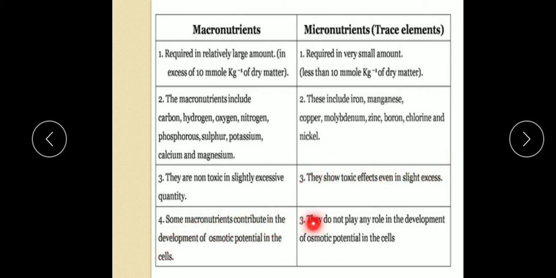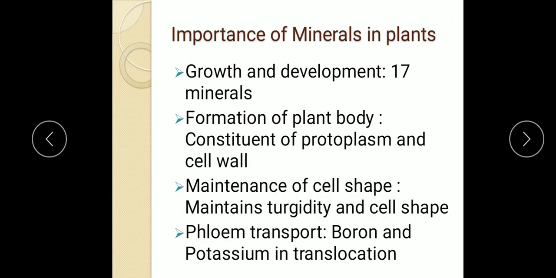Some macronutrients contribute to the development of osmotic potential in the cell. Micronutrients do not play any role in the development of osmotic potential. Osmotic potential relates to the osmotic pressure and the osmosis process we have studied. So macronutrients are required for osmosis, micronutrients are not. So these are the two types of minerals, macronutrients and micronutrients.